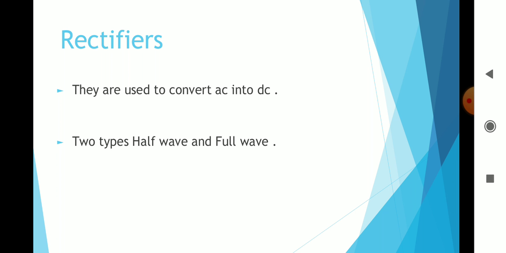Okay, now the first and foremost application of diodes is in rectifiers. What are rectifiers? They are used to convert AC current into DC current. There are two types: half wave and full wave.